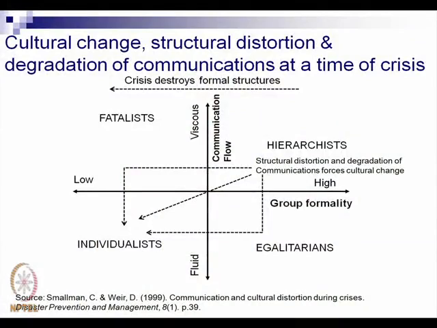What happens is when crisis strikes, it destroys these formal structures, the communication flow which was going on smoothly becomes fluid, the formality becomes low, and the structural distortion leads to everybody becoming an individualist, where people are just fending for themselves, fighting for themselves, trying to save themselves, trying to save their reputations, and the structure of the organization is destroyed.